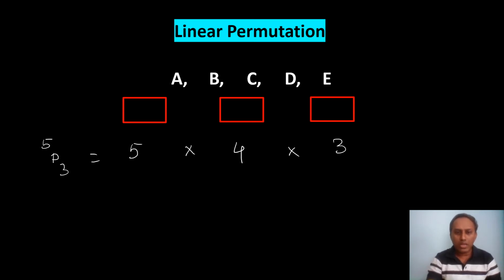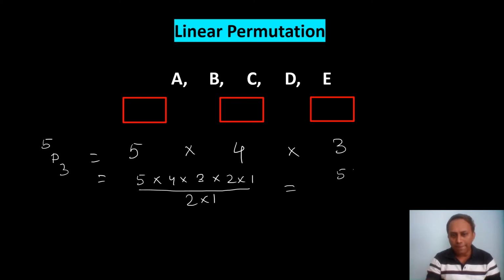Alright. Now let us rearrange a little bit. If I write 5 into 4 into 3 into 2 into 1 divided by 2 into 1, what is the numerator? Now we know factorial, right? So it is 5 factorial upon 2 factorial, or we write (5 minus 3) factorial, just to relate this 5 and this 3. Arrangement of 5 objects taking 3 at a time is 5 factorial upon (5 minus 3) factorial.